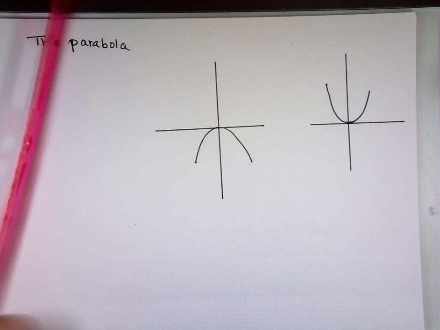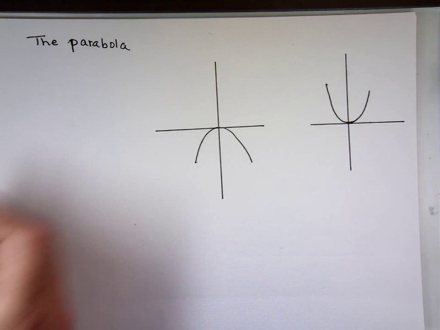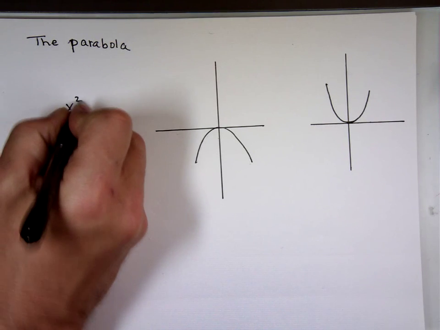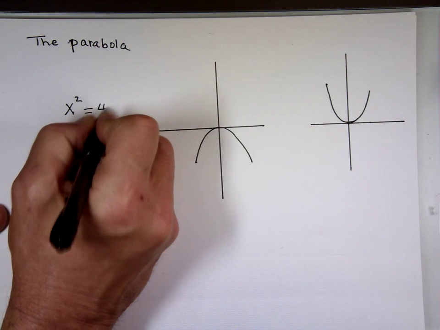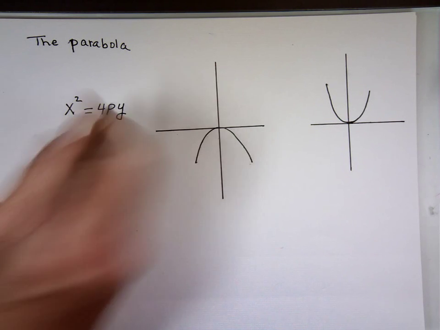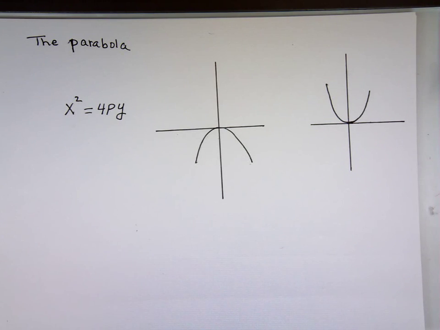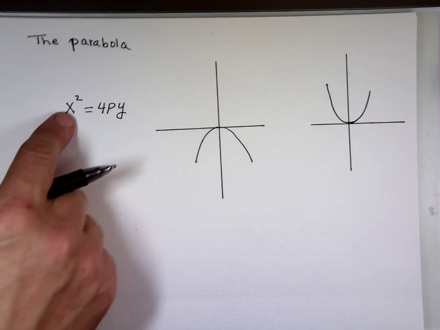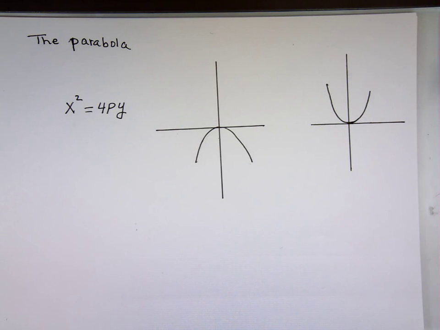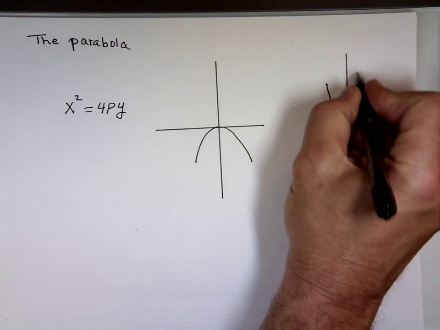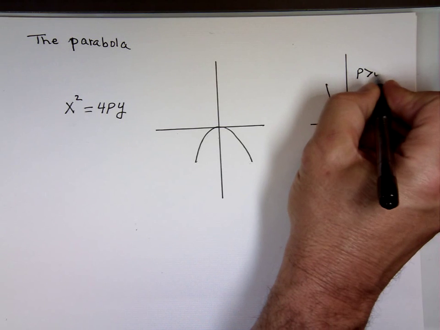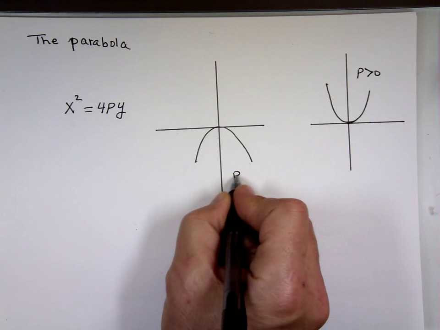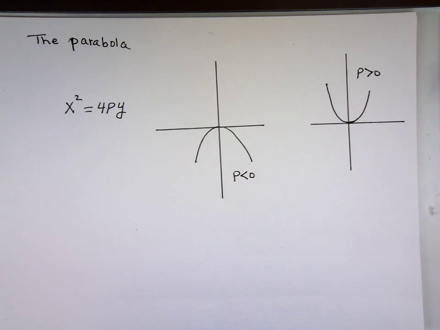Parabolas that look like this have the standard form x squared equals 4 times p times y. Notice only one of them is squared, not both. Only x is squared, but not y. It's going to be this when p is greater than 0. It's going to be this when p is less than 0.